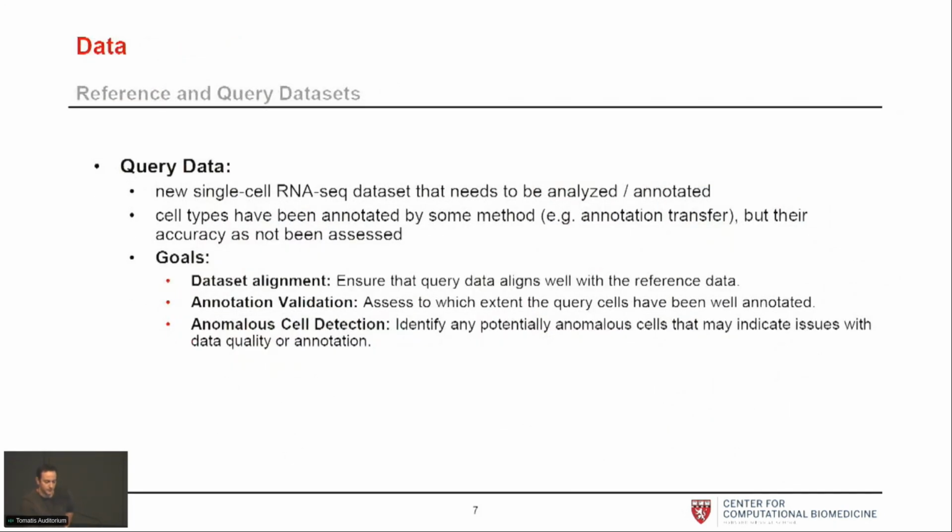Okay, so for the query data set, this is the new single cell RNA-seq data that needs to be analyzed or annotated. The starting point for scDiagnostics is that the query data has already been annotated by some methods. Our goal is to check whether the alignment is good and the cell type annotation is good as well. There are a bunch of visualization functions. We're going to use a lot of projections to lower dimensional spaces to visualize things, to see where things fall. The goal is to check data set alignment to ensure that the query data aligns with the reference data, and to check whether the cell type annotations seem to be accurate.